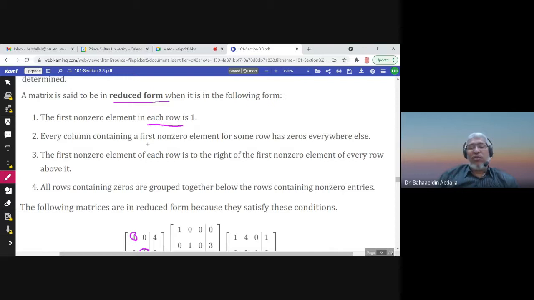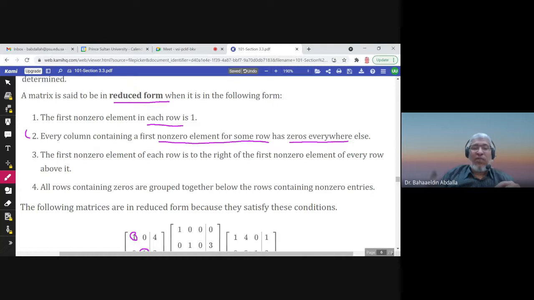Any column that contains a first non-zero element for some row has to have zeros everywhere else. Or if you want, you can say the first non-zero element in each row is 1 and all the elements above and below are zeros. All right. I prefer to understand it like this.